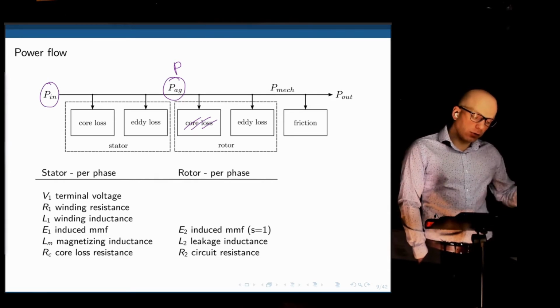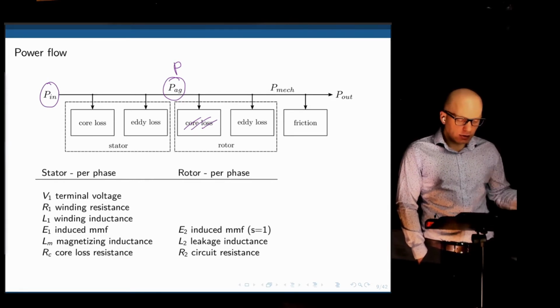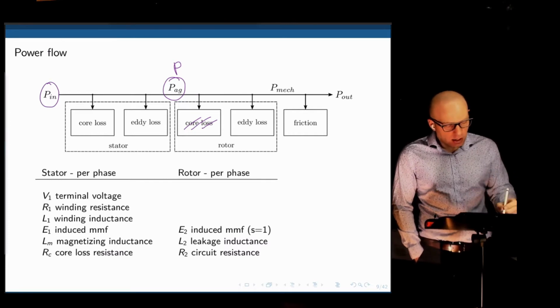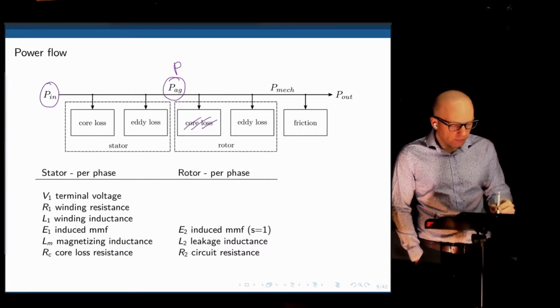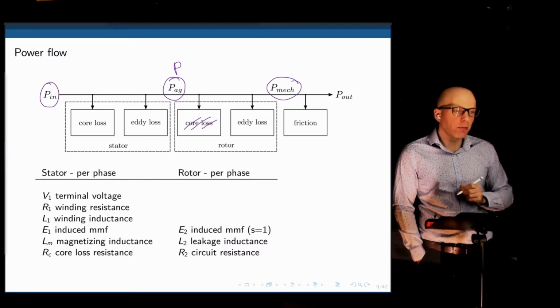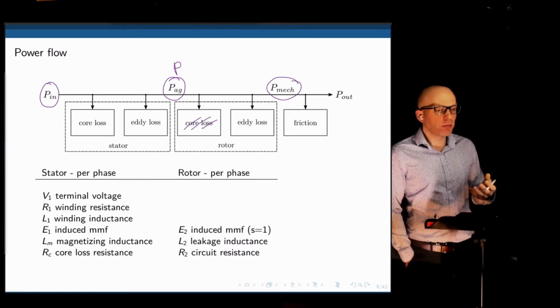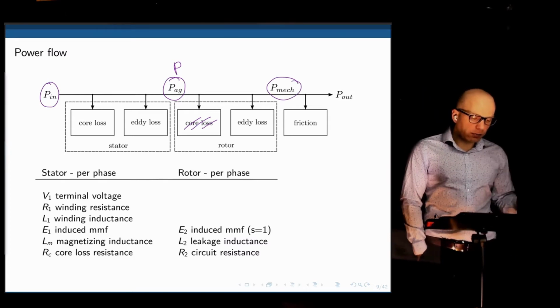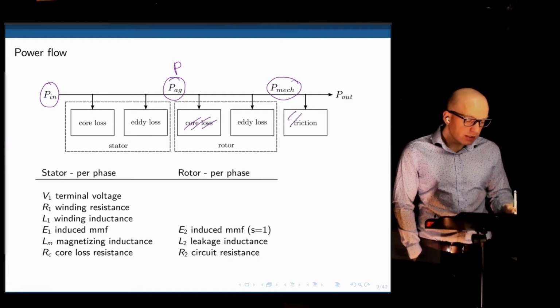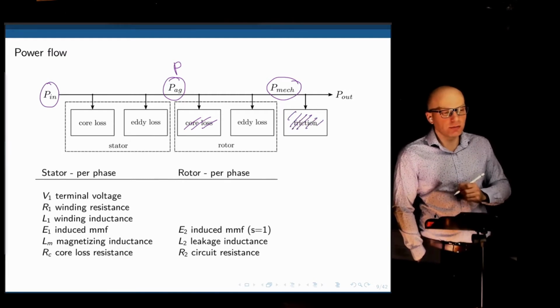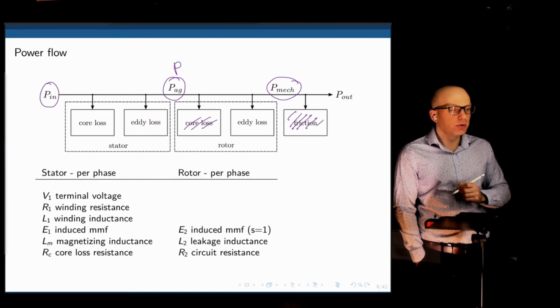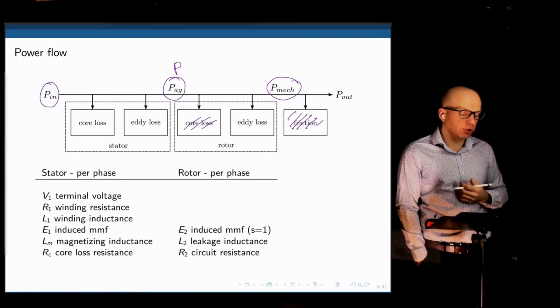It is dissipated in the stator, in the rotor, as we have that in the stator, and as eddy current loss, and some of that is then converted into mechanical power. From that mechanical power, we have an output power, but there are some losses between the developed mechanical power and the output power due to mechanical friction in the shaft.